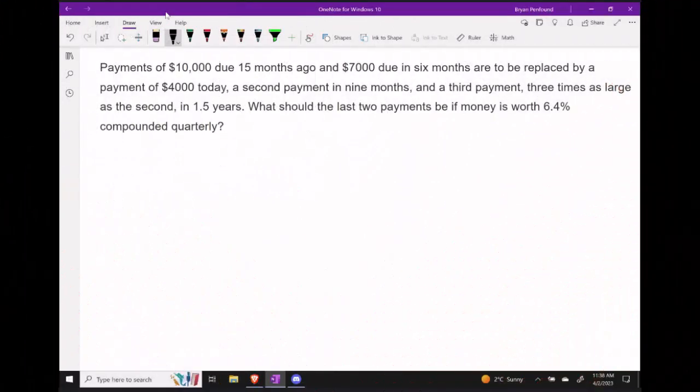Payments of $10,000 15 months ago and $7,000 due 6 months from today are to be replaced by a payment of $4,000 today, a second payment 9 months from today, and a third payment that's 3 times as big as the second payment in 1.5 years. What should the last 2 payments be if money can earn 6.4% compounded quarterly?